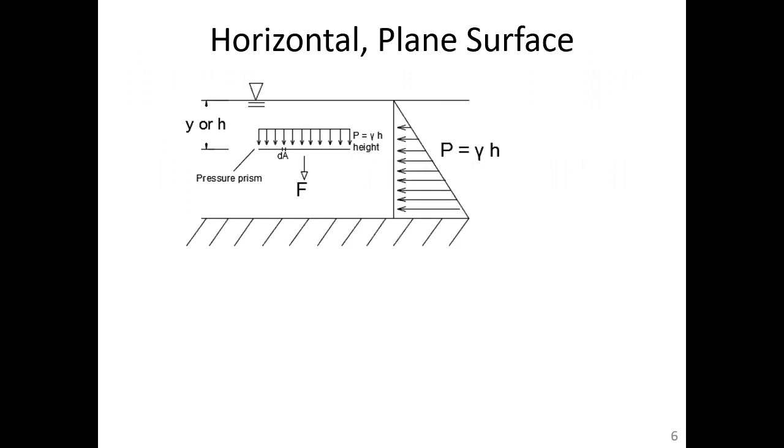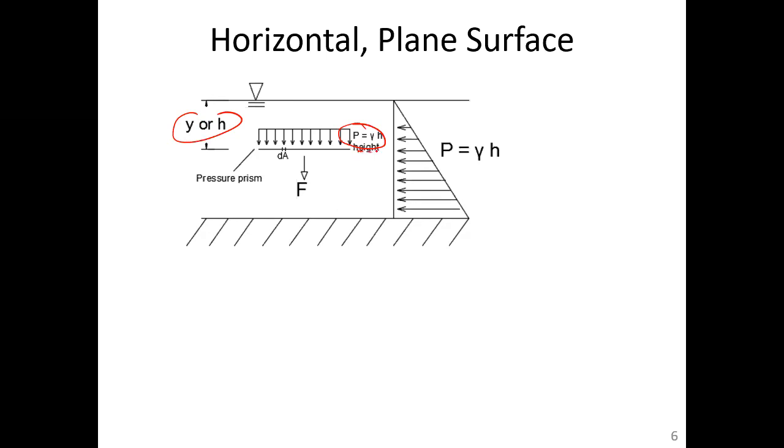But when we have a horizontal surface, what we know is that everywhere on that surface, the depth of submergence is h. Some books use y as the vertical axis, which is unfortunate because in your book and most of this course, we use x and y for horizontal dimensions. So in this case, h is positive downwards. Since you have a horizontal surface, everywhere on that surface, the submerged depth is h, and therefore everywhere on that surface, the pressure distribution is gamma h.